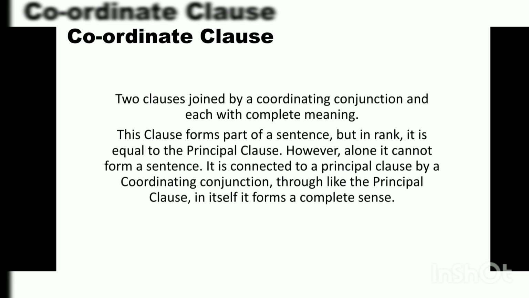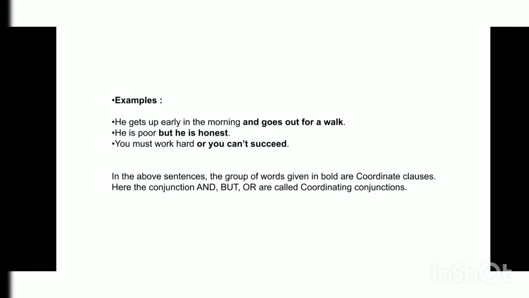Basically, coordinate clauses are those clauses in which two clauses are joined by the coordinating conjunction. The clause forms part of a sentence, but in rank it is equal to principal clause. Basically, alone it cannot form a sentence. It is connected to the principal clause by the coordinating conjunction. In simple language, I can tell you that there are two principal clauses and they are joined by the coordinating conjunction. So let's take a view at some examples.